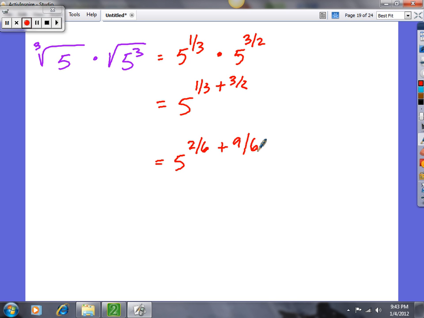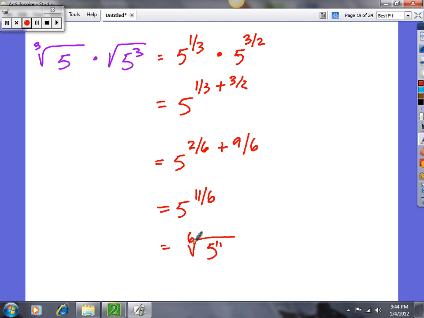Alright. So move number 4. Let's add 2/6 and 9/6. You're going to have 5 to the 11/6. And then move number 5. Let's go ahead and morph it back into radical form. So you're going to have a radical. Your radicand is going to be 5. The exponent is 11. And your index is 6.